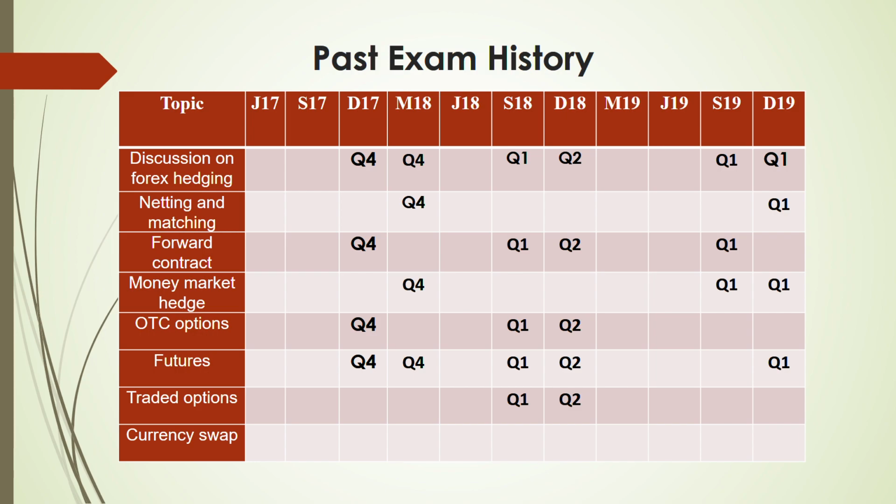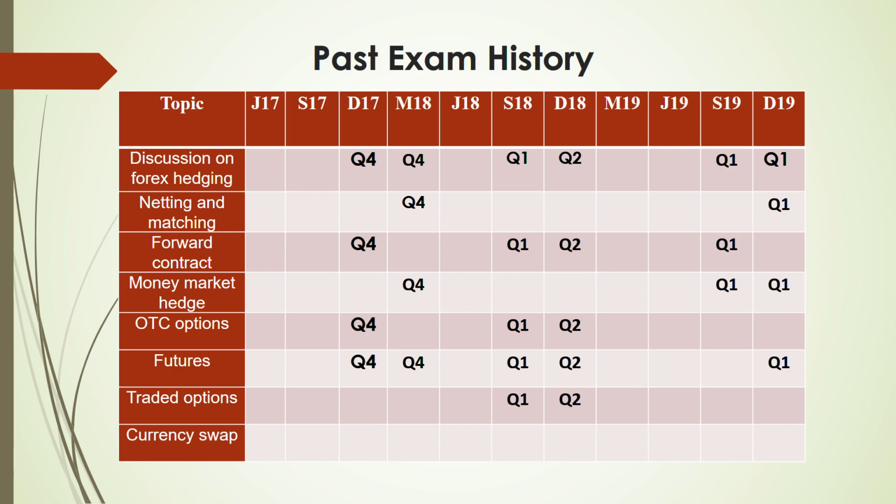Whether it is September 2018, just check the last 2 years, September 2019 and December 2019, it came in question number 1, that means a 50 marks question. Whether it is about netting and matching, forward, money market, option, or future, all these questions came in question number 1. If you see, currency swap didn't come till now, but that does not mean that it will never come. You never know, you might be that batch, September 2021, where you might get currency swap, even though it has not been asked in the past. So the only place you can study currency swap is from your textbook.